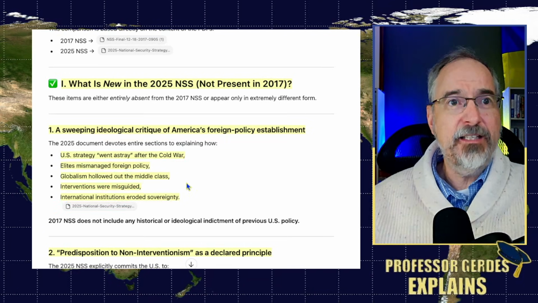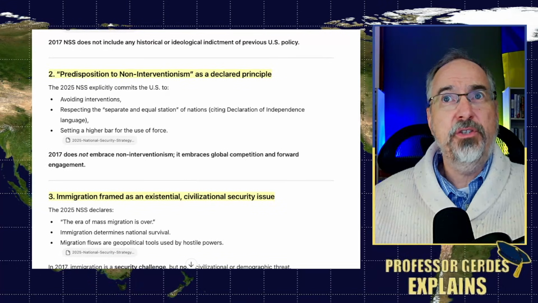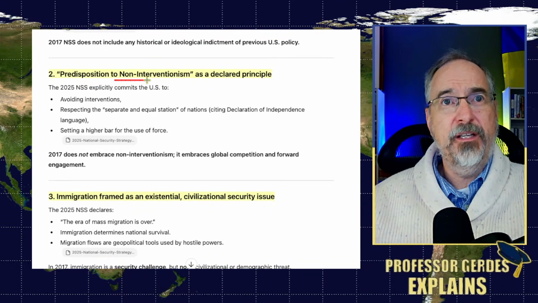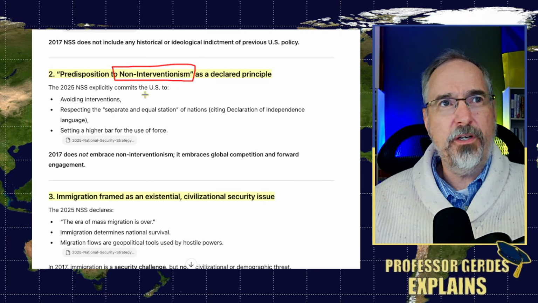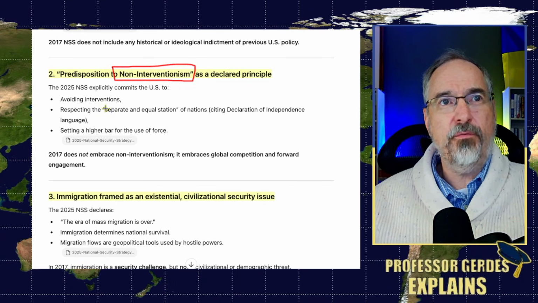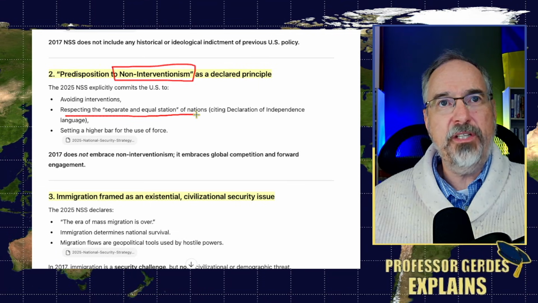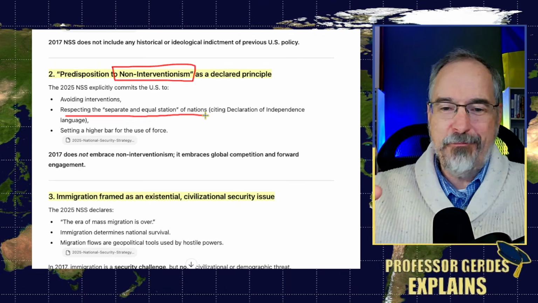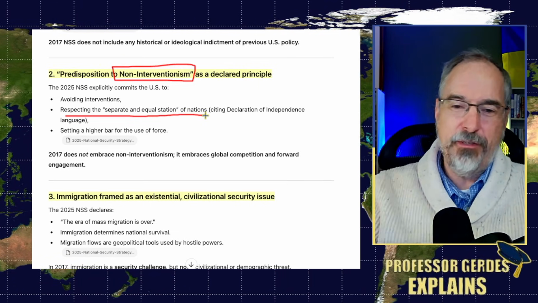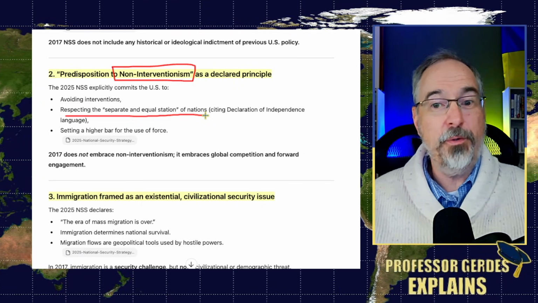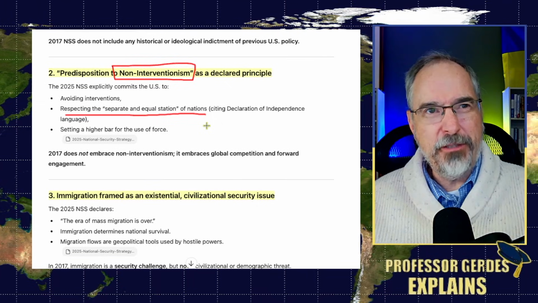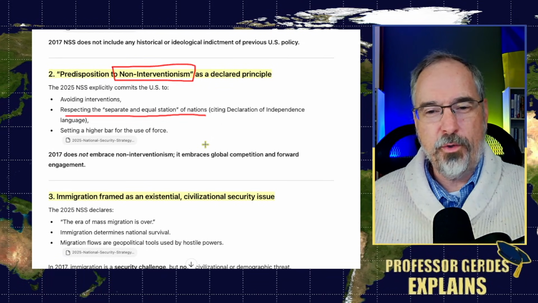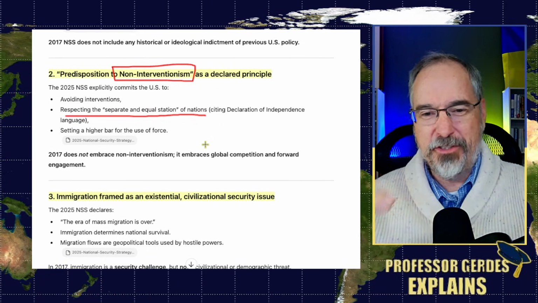Okay, then there's a predisposition to non-intervention as a declared principle, non-interventionism. So what we're talking about here is we're going to respect the separate and equal station of nations. We're not going to condemn them for whatever they're doing in their nation. Leave them alone. You leave us alone, we'll leave you alone. Okay, but that's talking to authoritarian regimes, and that's not going to work out well. Like, we're saying this is equivalent.